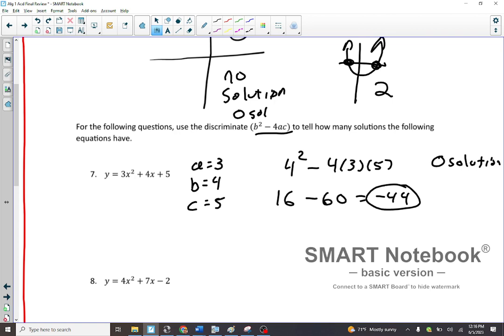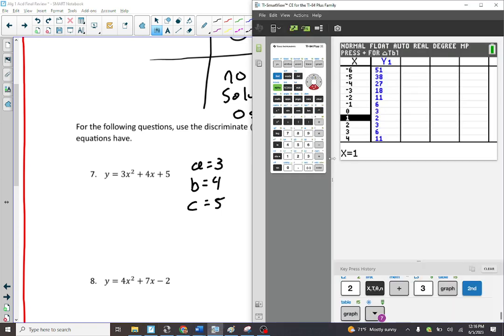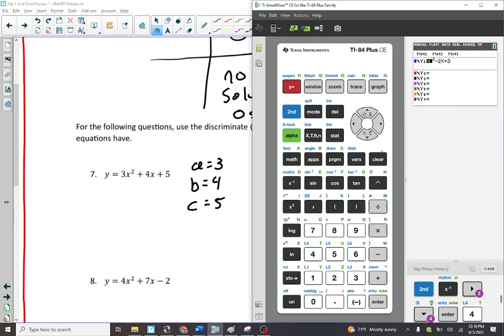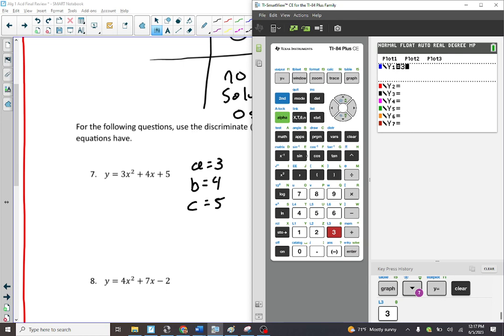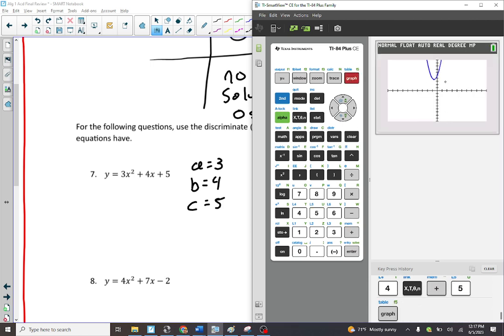There's two ways to do this one. So you could get 0 solutions that way, or because you have your calculator, you could go to your calculator and put in the equation 3x squared plus 4x plus 5 and graph. And if you see the graph, how many solutions does it have? 0. So you could graph it also to get the answer.